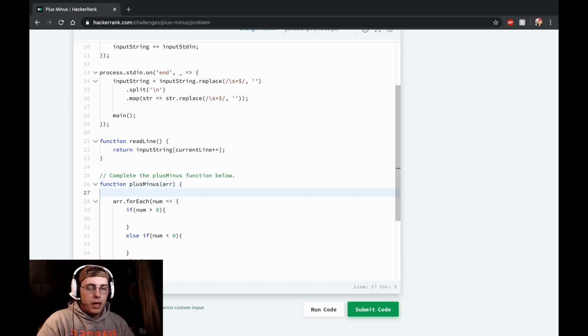I need a variable that's going to store this, so let counts equal an array. This is going to represent one of them. Let's say this represents positive, negative, and 0. Positive, negative, 0.